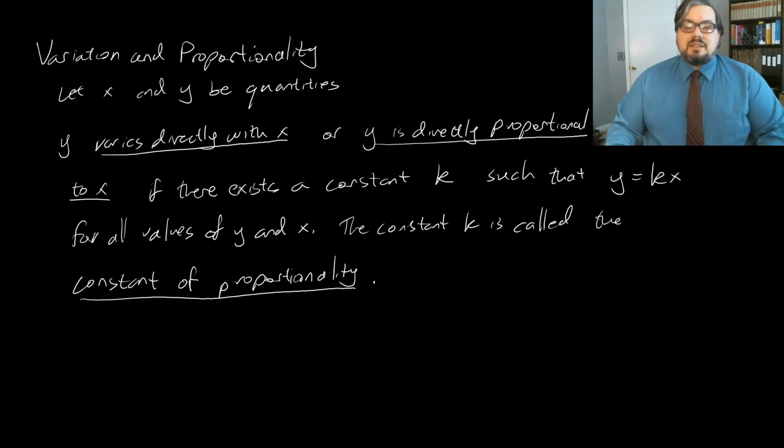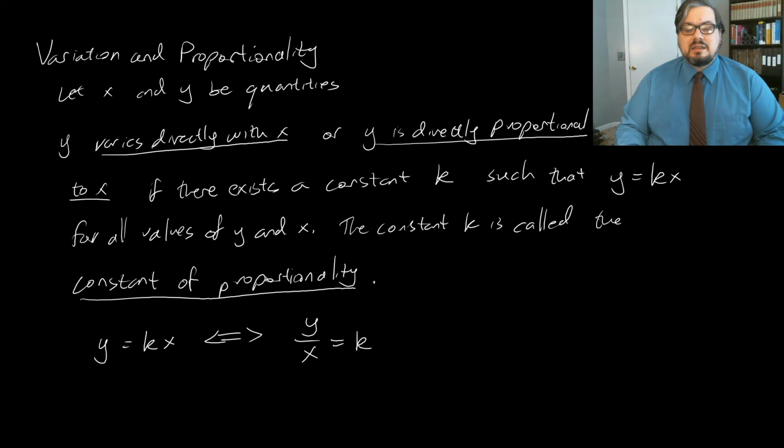So, to say that y is directly proportional to x means that y is some multiple of x. Notice that another way of writing this down would be to say that y over x is equal to k for any x. And so in other words, the ratio of y to x is always the same. It's always the same number, k.